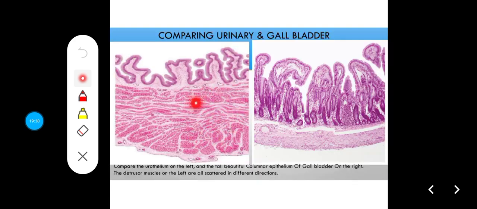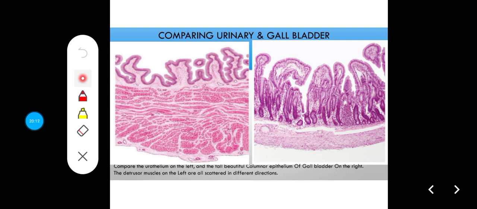Same thing here. Here they are comparing the urinary bladder on the left and the gallbladder. The note here is that we should compare the urothelium on the left and the tall, beautiful columnar epithelium of the gallbladder on the right. We've talked about the gallbladder previously. The detrusor muscles on the left are scattered in different directions. So this is how you identify the urinary bladder, while the gallbladder doesn't have a distinct muscular layer. The coat of the gallbladder is the fibromuscular coat.